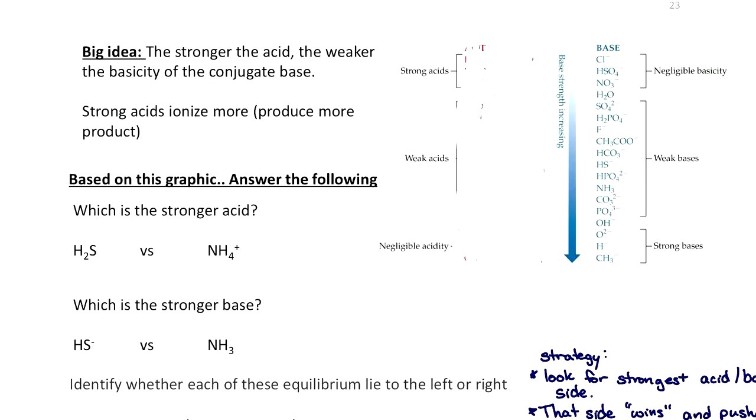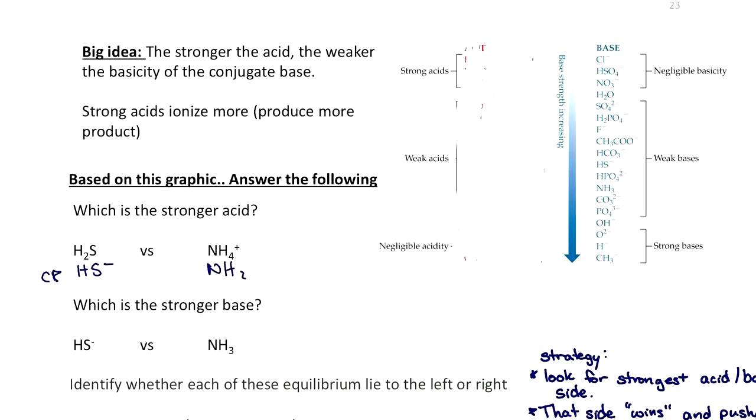Here are the acids. I'm giving you the conjugates of all of the acids, so you can undo it. You have to look on the base side for the conjugate base of both of these. What's the conjugate base of H2S? HS minus. What's the conjugate base of ammonium? NH3.